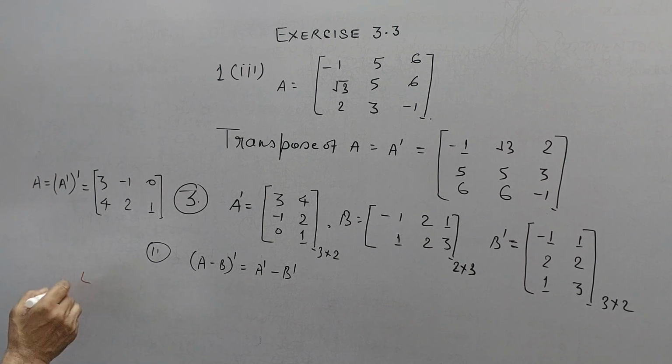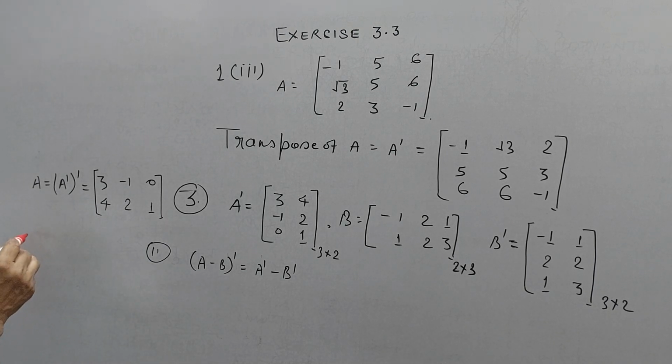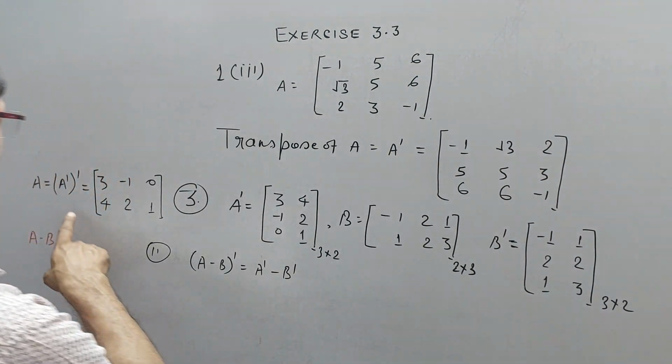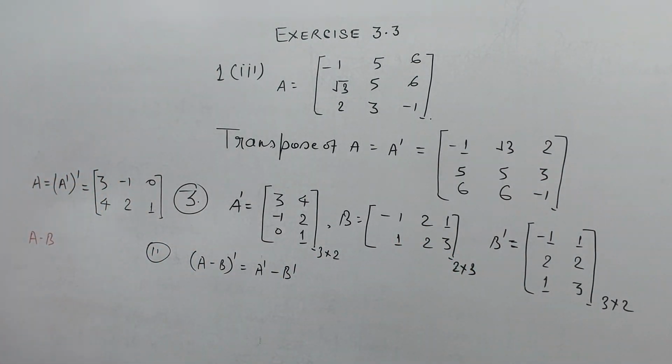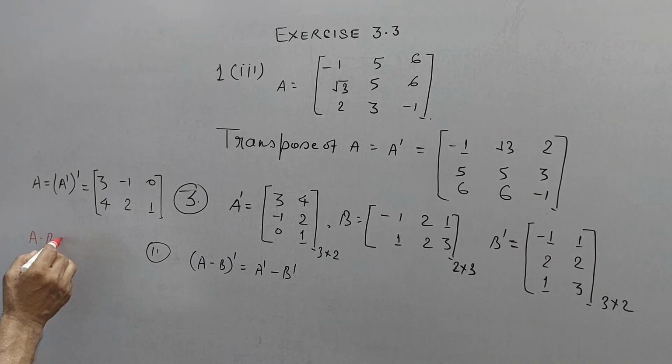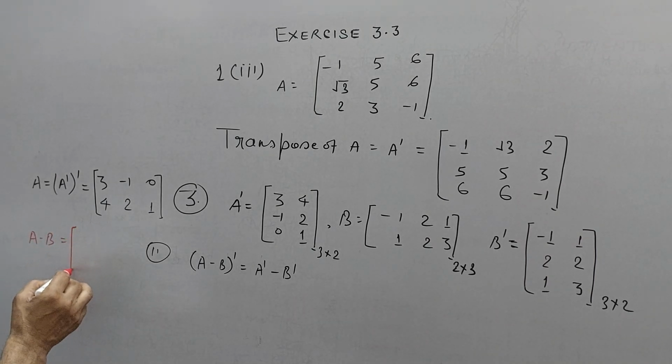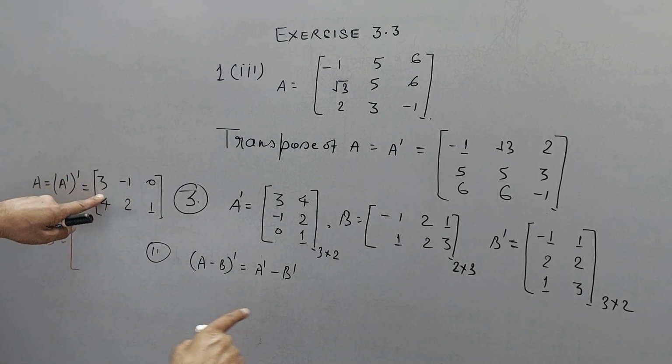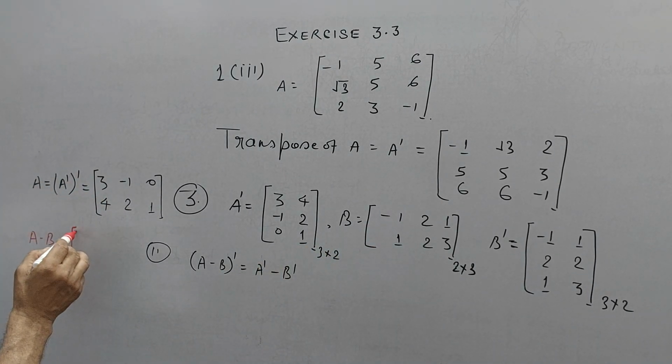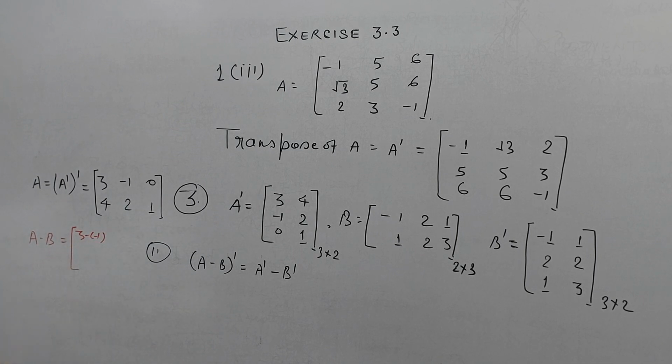For the left hand side, first we have to calculate A minus B. We have to subtract the corresponding terms. This is matrix A and this is matrix B. So the corresponding terms will be 3 and 3 minus minus, so it becomes 3 minus minus 1. Next one, minus 1 and minus 2. Minus 1, and we just have to remove.